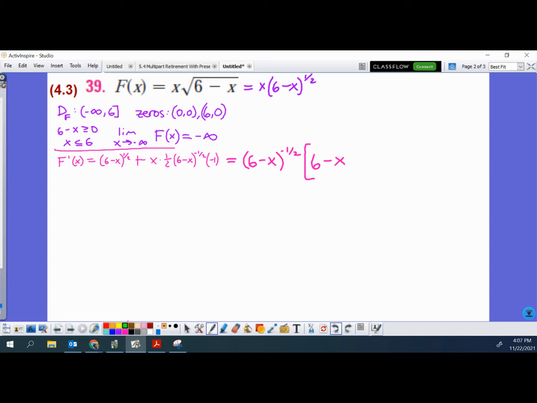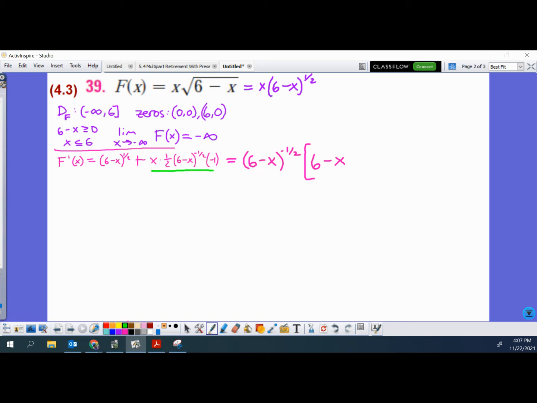When you factor something out, you divide. And so I'm factoring this out, which means I take this divided by this. And when you divide, you subtract exponents. So 1/2 minus negative 1/2 gives me 1. That's another way to think about it. Okay, so that's from the first term.